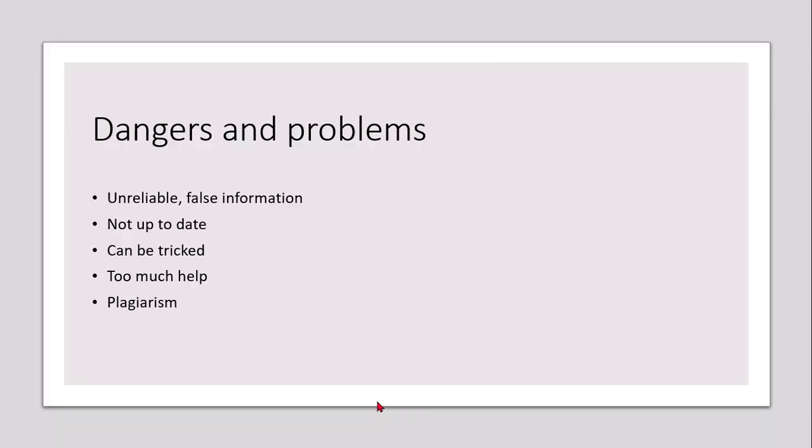Before we get started with all the amazing things you can do with ChatGPT for your lessons, I just want to point out a few of the dangers and problems. Namely, it is not an up-to-date system, so you can't, for example, ask it for today's weather. It's not connected to the live internet, so to speak, and it sometimes still gives unreliable or even false information.